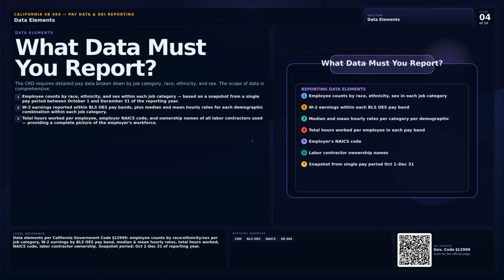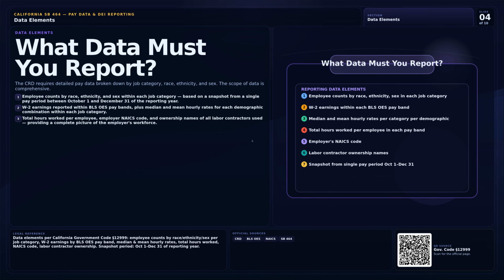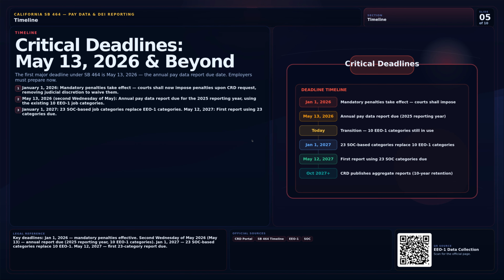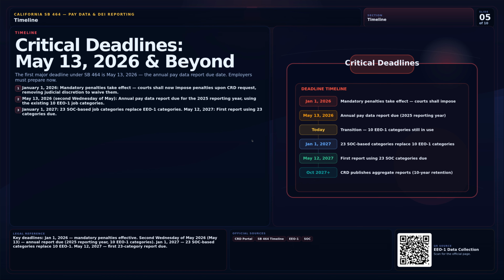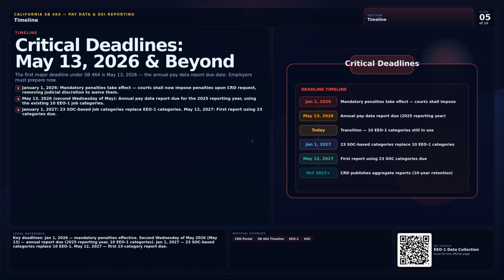Critical deadlines. The first major deadline under SB 464 is May 13, 2026. January 1, 2026 is when the mandatory penalty provisions take effect. From this date forward, courts shall impose penalties upon CRD request with no discretion to waive them. May 13th, 2026, the second Wednesday of May, is the annual pay data report due date for the 2025 reporting year. This report will use the existing 10 EEO-1 job categories.